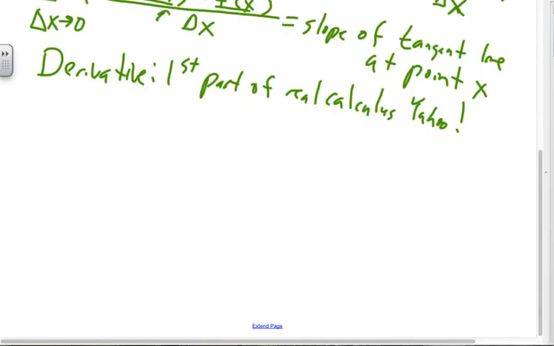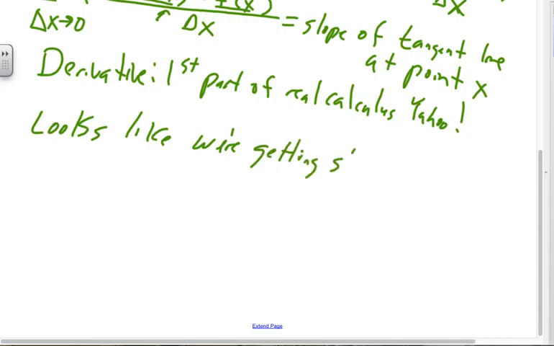All right, now when you look at it, this looks like we're getting slope at one point. All right, and that's what you tell everyone who doesn't take calculus. If they're not in calculus, you tell them you just learned how to find slope at one point. In reality, we're really not. We're still using 2 points.